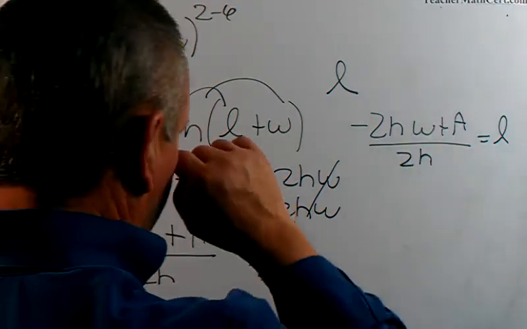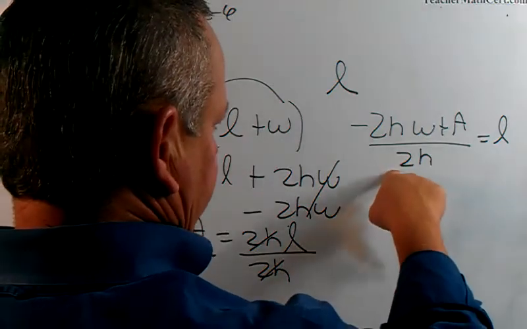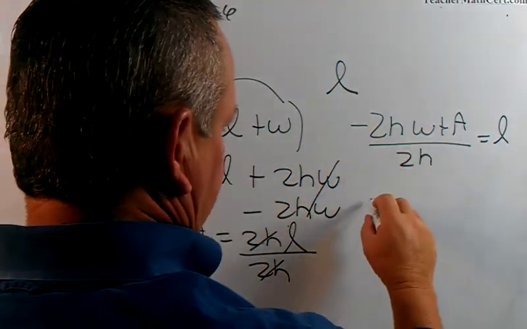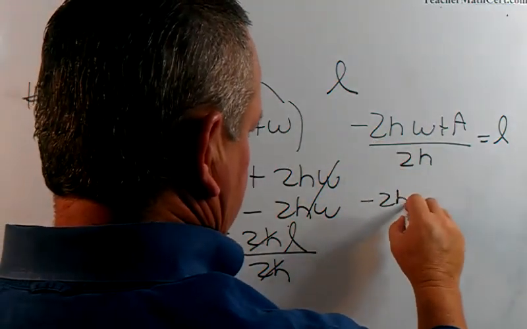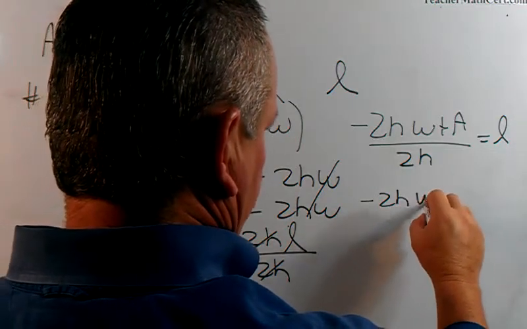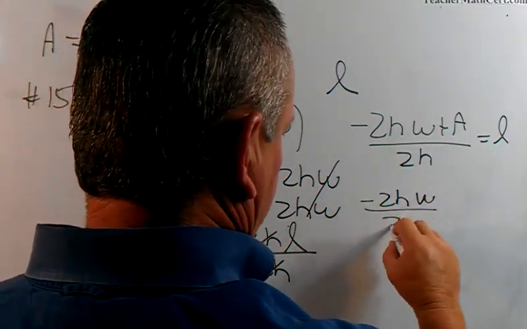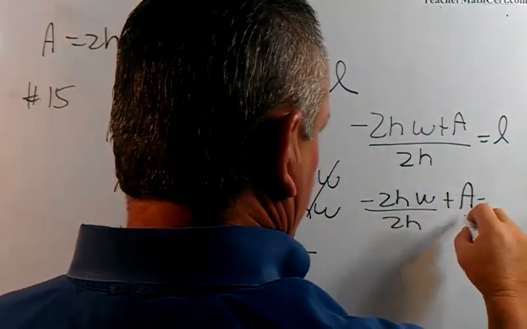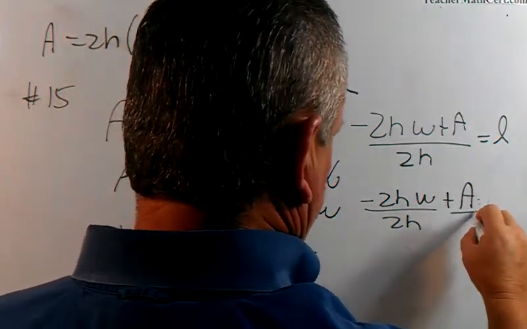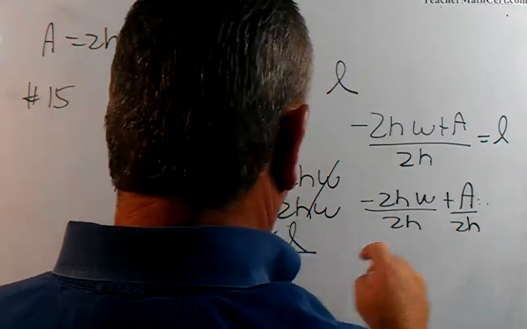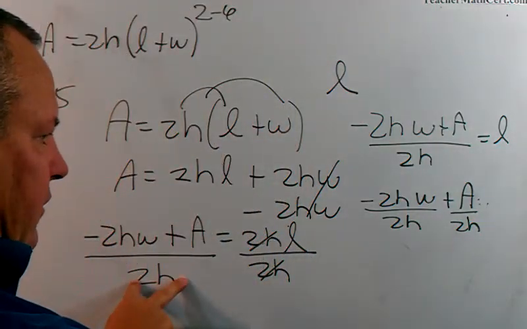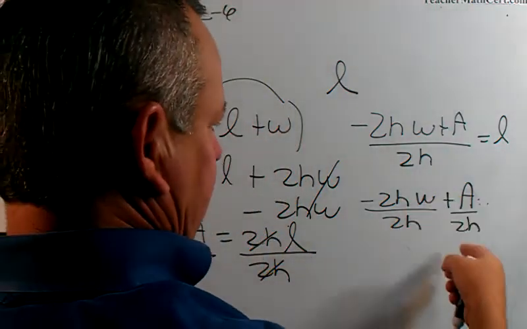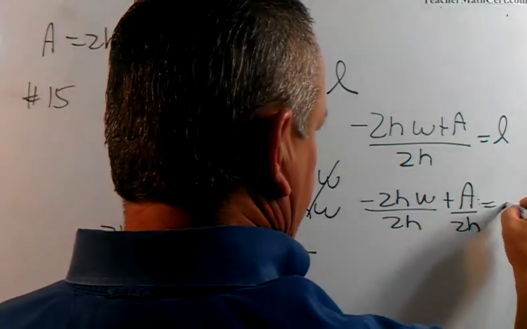Now, on this one we can actually factor this 2H out. So we can rewrite this as negative 2HW over 2H plus A over, I'm sorry, it's got to be over 2H. Because we've got to rewrite it, remember? We wrote it over this whole thing. But now I'm just separating it. It's the same thing. Is equal to L.